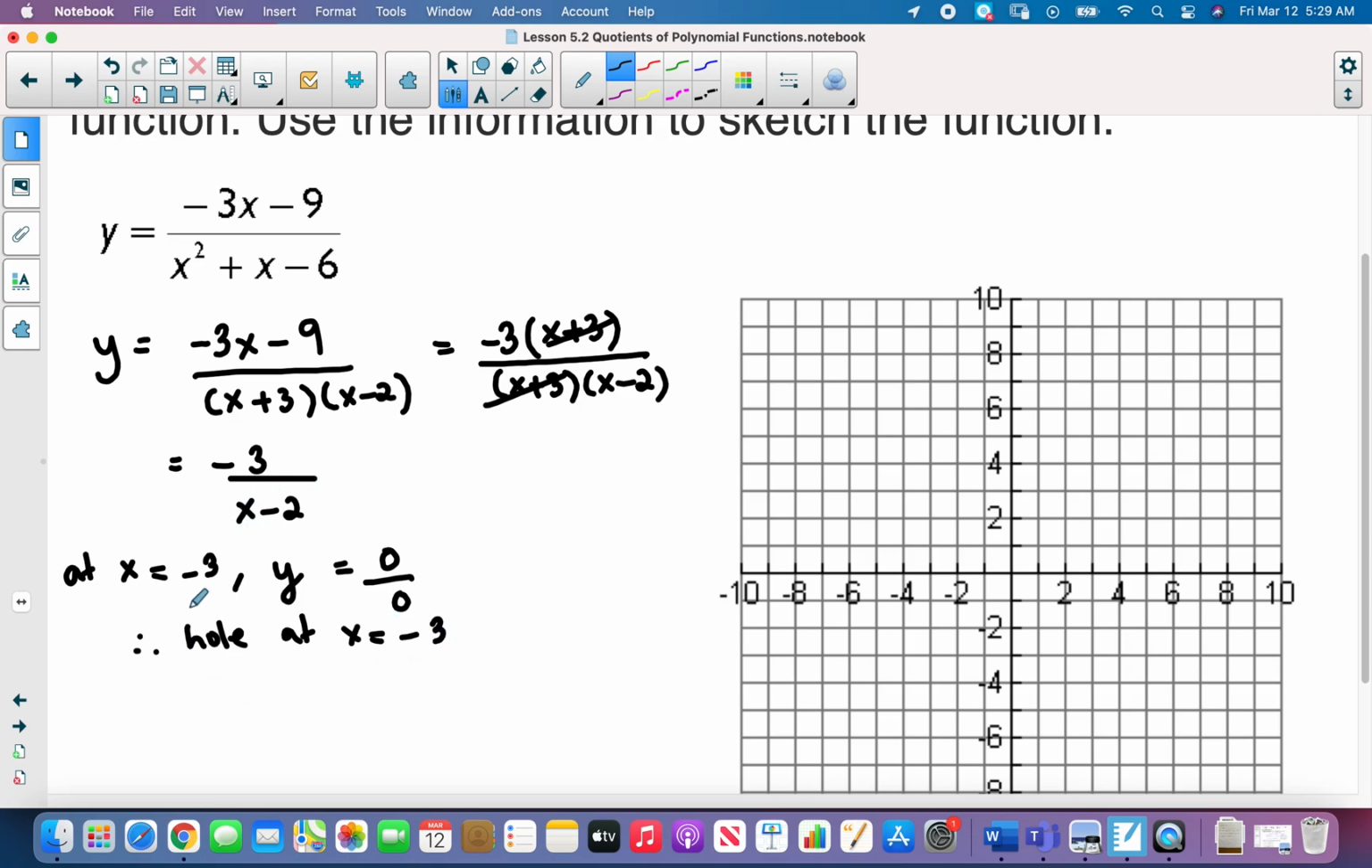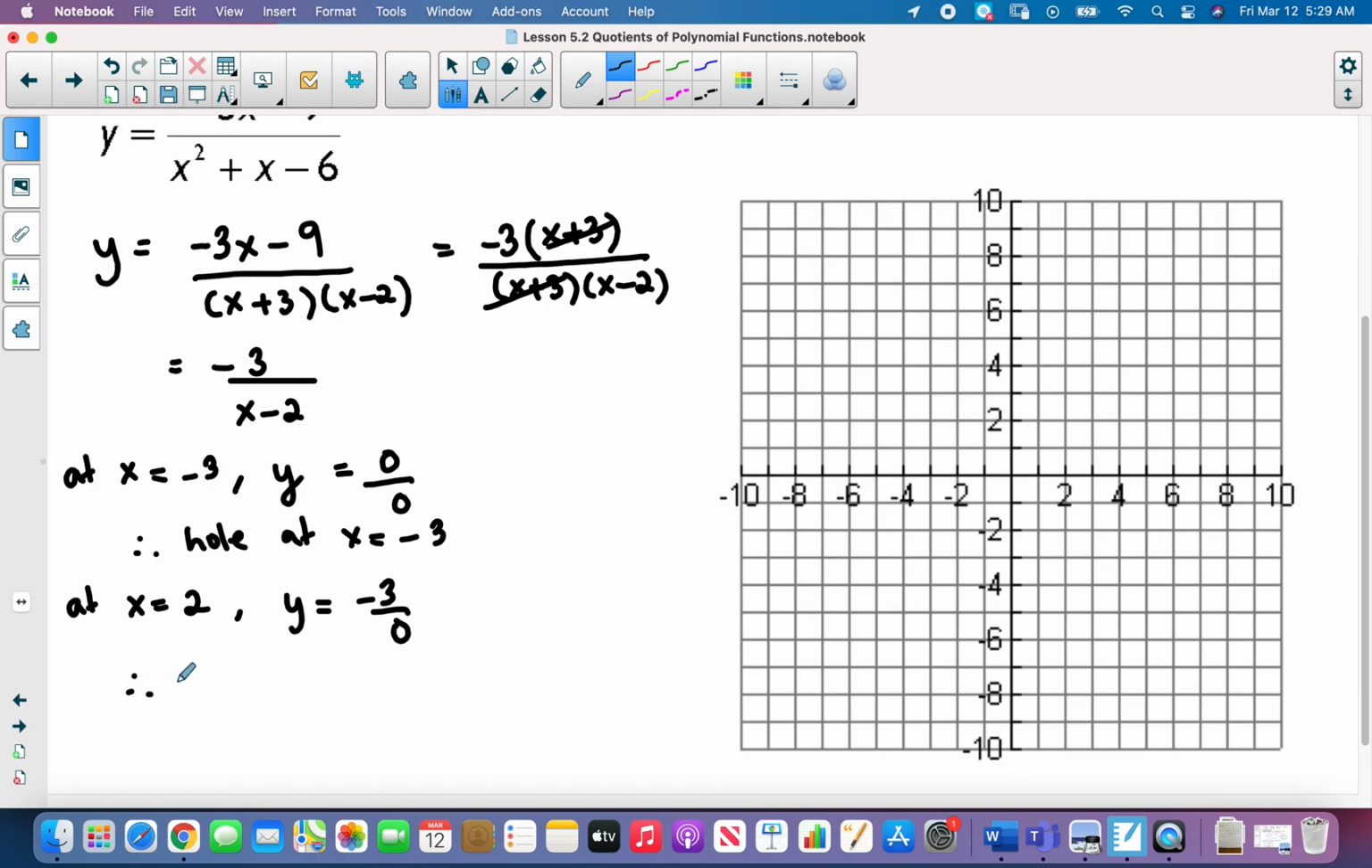And what happens when x equals positive 2? Well, you're going to have the function as y equals negative 3 over 0. So if you have a scenario where you have a constant divided by 0, that means at that value of x you're having a vertical asymptote. So therefore, we have a vertical asymptote at x equals 2. So all of this is giving us information about this graph. It tells us where the holes are, where the vertical asymptotes are. And so we can use this information now to sketch the graph of this function.